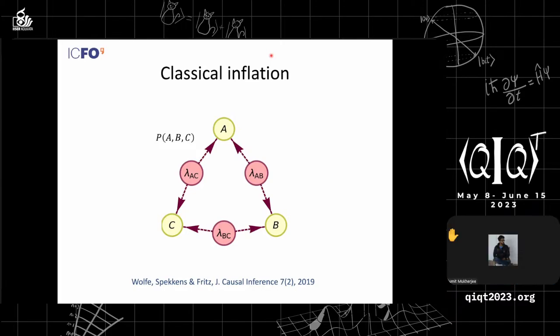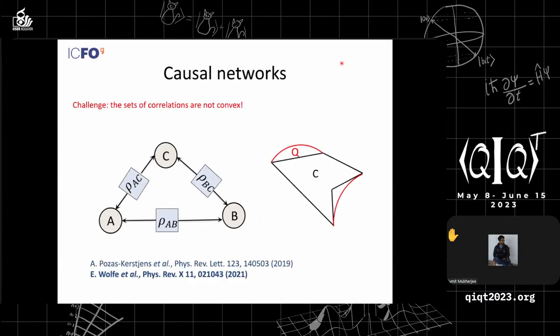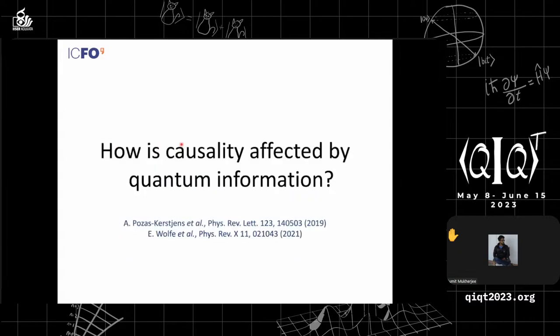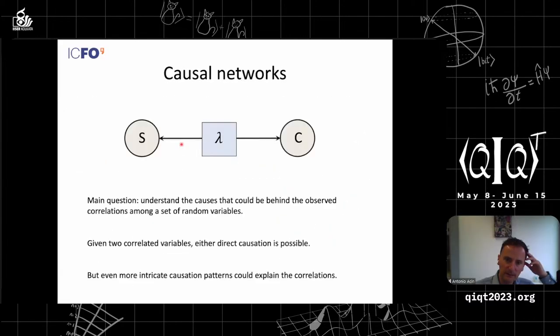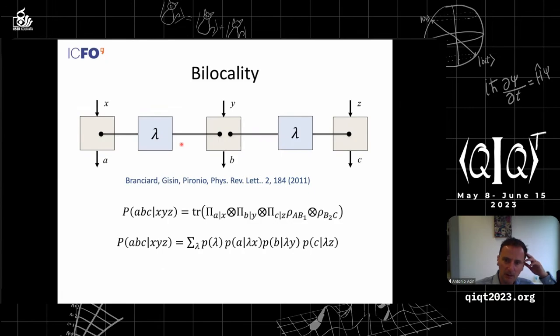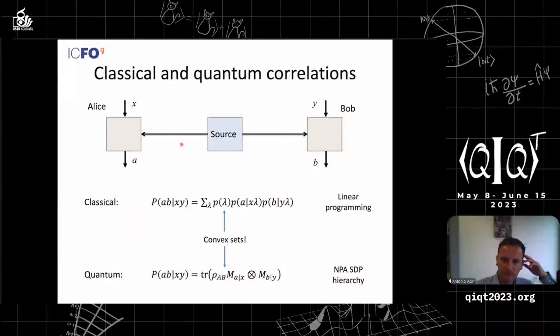Okay, so can you give an intuition or some sense of how these correlations are non-convex? Unlike the Bell scenario. Yeah, so if I go back to this bilocality. So in the Bell scenario, okay, you see here, let's say there is only one relevant probability distribution, which is the one you have here for the source, okay?